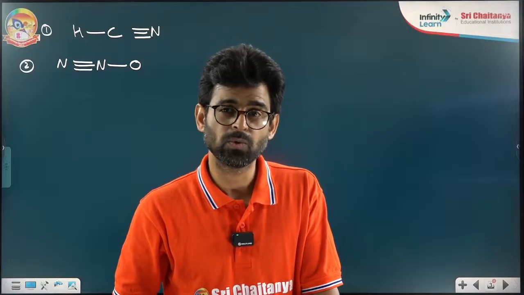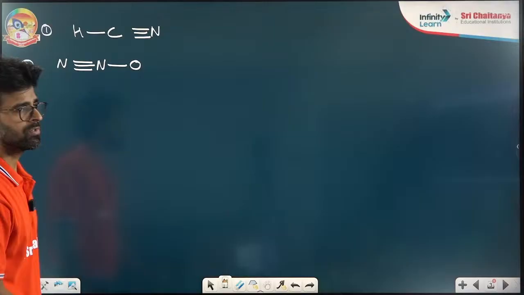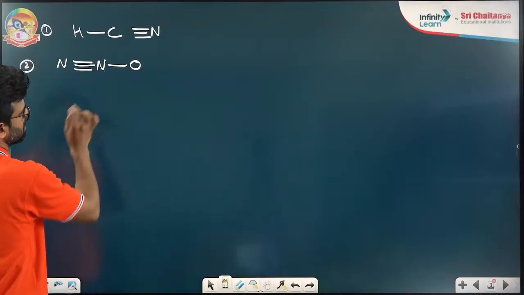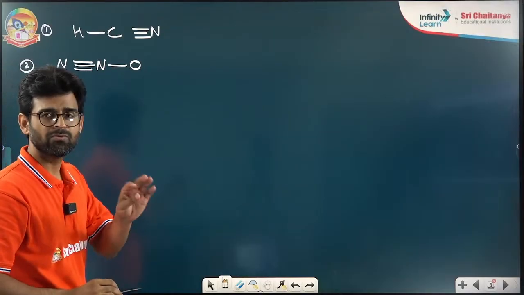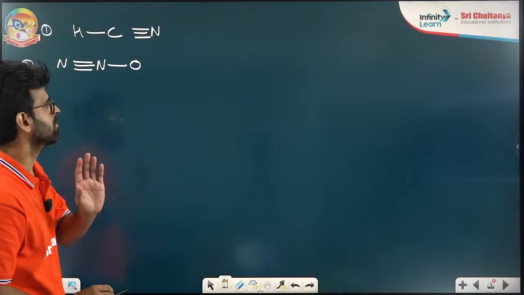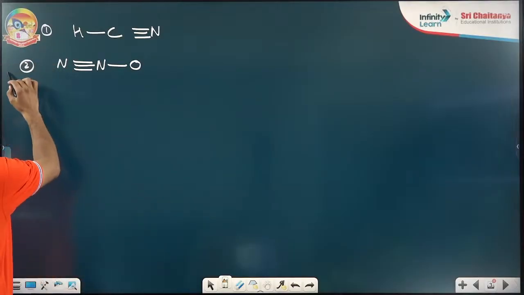Yes, here nitrogen is making 4 bonds. You can see 1, 2, 3 and 1. So the center nitrogen is making 4 bonds. Definitely one is a coordinate bond here. So this is the right answer.